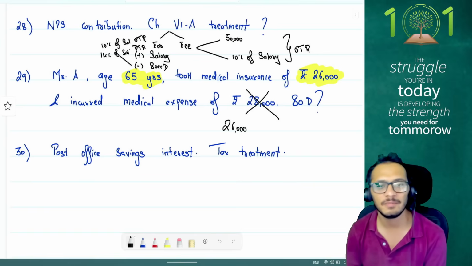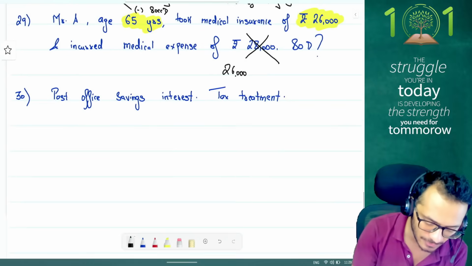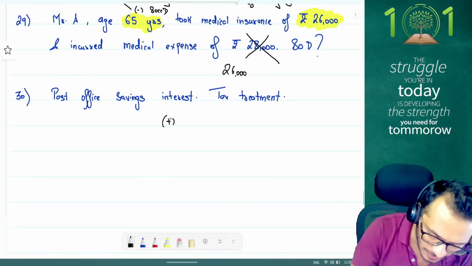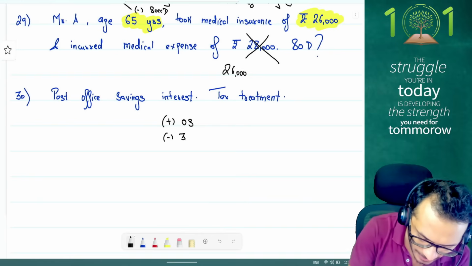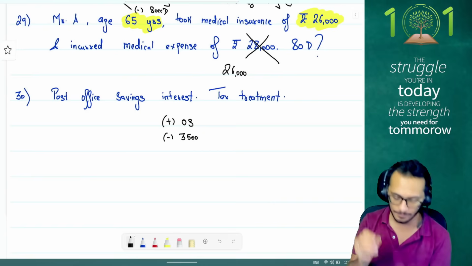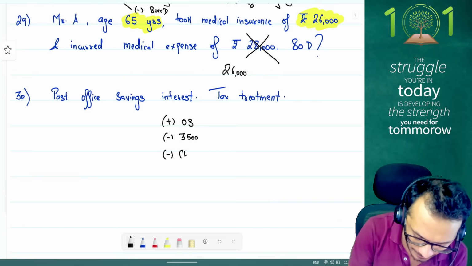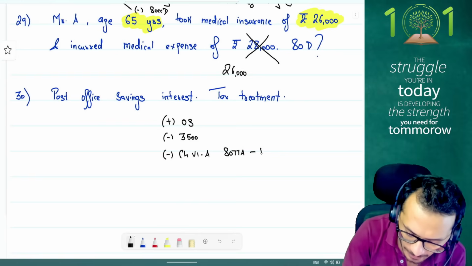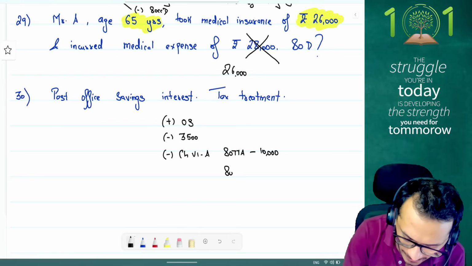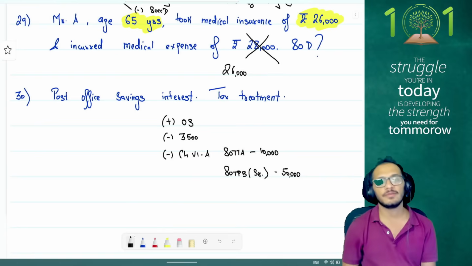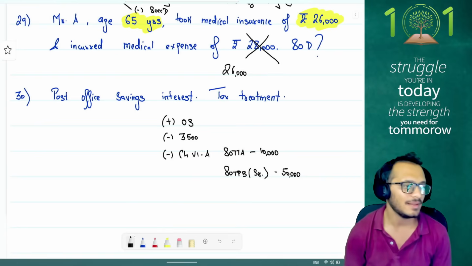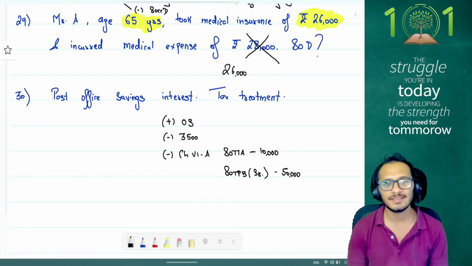And that brings me to the last one, people, which is called post office savings. Income tax, when it comes to post office savings, couple of things you need to do. First, you'll add it under IFOS. Second, under the same IFOS, you'll be claiming a deduction of rupees 3,500. Third, you can claim a Chapter 6A deduction under Section 80TTA if you are a normal person for 10,000 rupees, or 80TTB if you are a senior citizen for 50,000 rupees. This is what you're going to claim as a deduction. Are we making sense? Perfect.